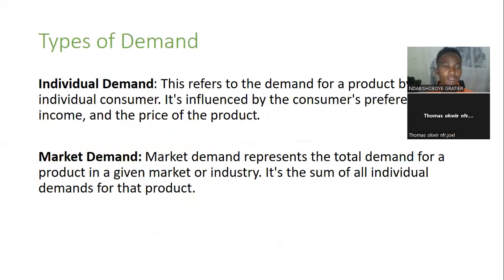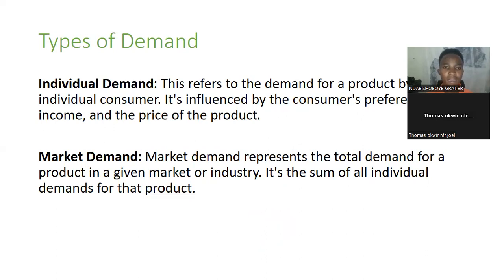Okay, let's now look at the types of demand. We're going to look at the different scenarios of demand. The first one is the individual demand, which refers to the demand for a product by an individual consumer. This is where a person goes to the market and demands something, maybe cooking oil, tomatoes, onions, a book for a student, or a pen. That's what we call individual demand.